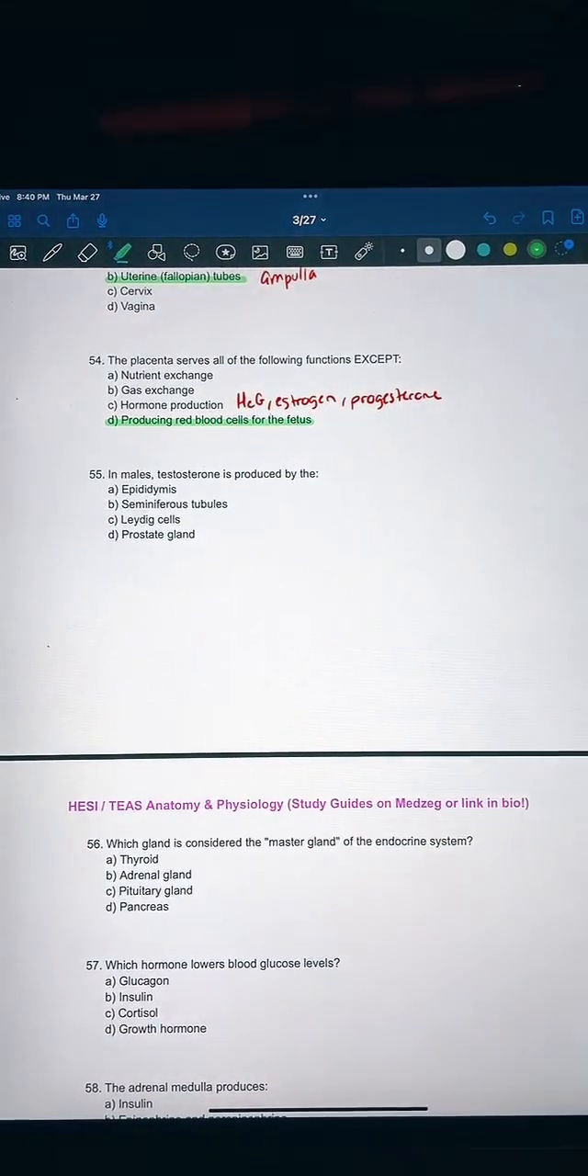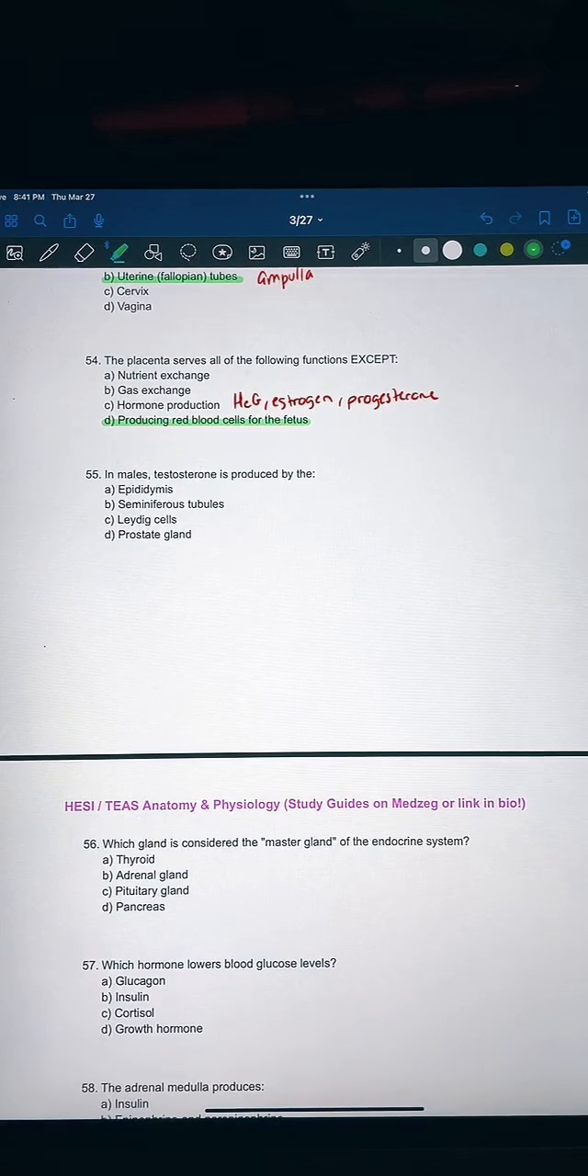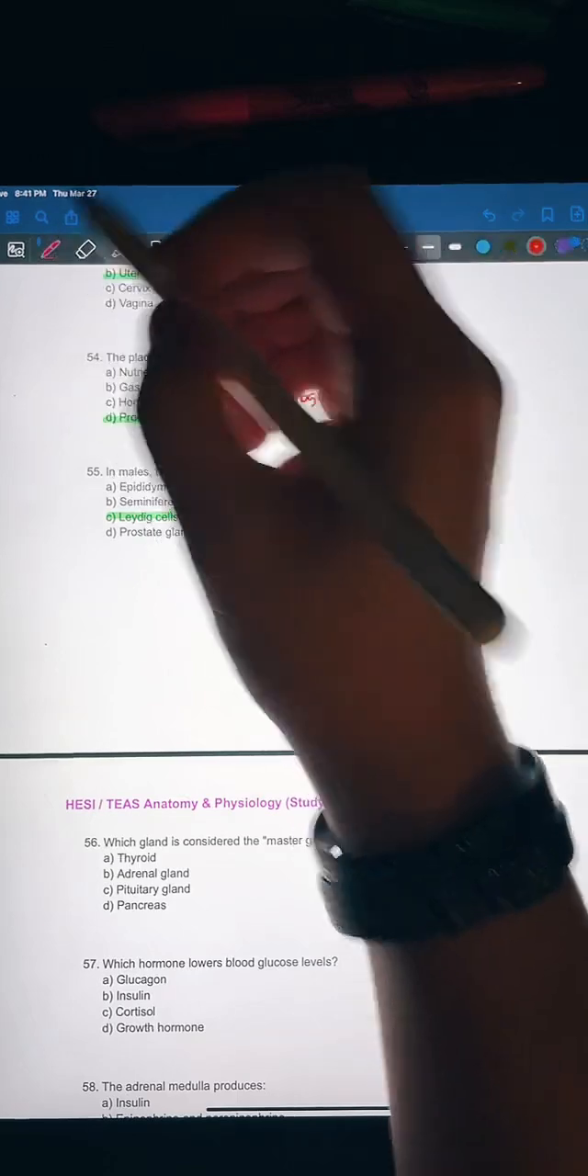In males, testosterone is produced by... I'll give you guys a couple more seconds. The answer is Leydig cells.